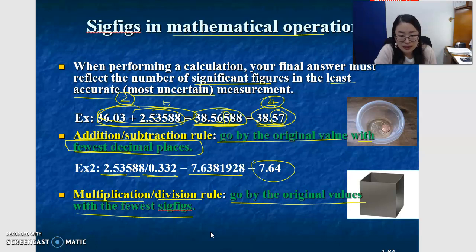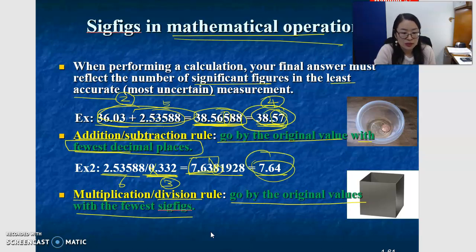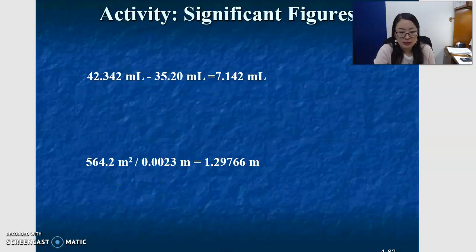How many sig figs does this number have? 1, 2, 3, 4, 5, 6. I have 6 sig figs. How many sig figs does this have? The leading 0 doesn't count, so I have 3. Fewest means 3. So my final answer should only keep 3 sig figs, but the 8 should be rounded up. So I have 7.64. Okay, so these are the rules when you do mathematical calculations and how to determine your sig figs for your answer. Okay, so now let's do a couple of practice problems.